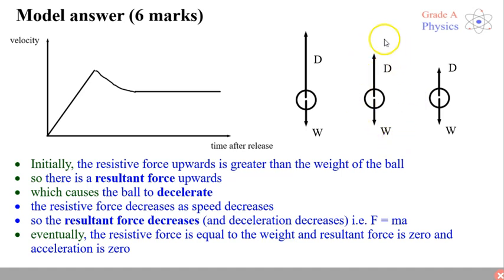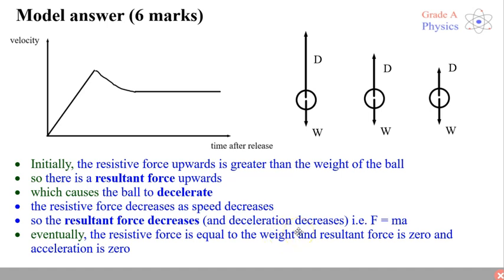This is a really important point. Very often students go straight to this final balanced forces scenario and they miss out these middle sections or the earlier sections, and therefore limit the marks. So the resultant force decreases and the deceleration decreases. And we could make reference to Newton's second law, F equals ma. And then once again, lovely connected, eventually the resistive force is equal to the weight and the resultant force is 0 and the acceleration is 0.